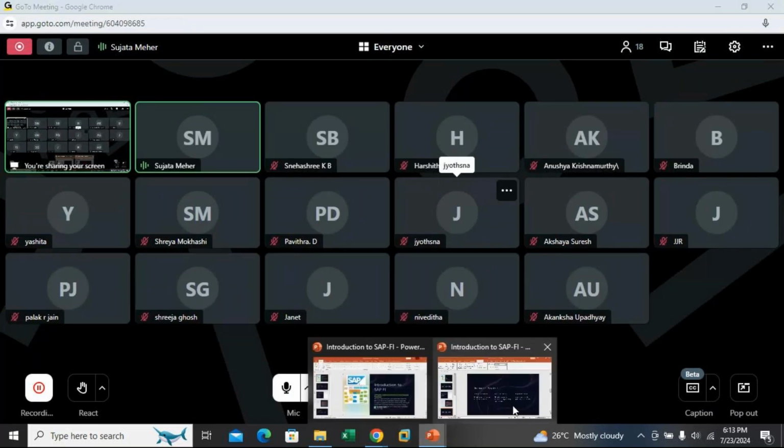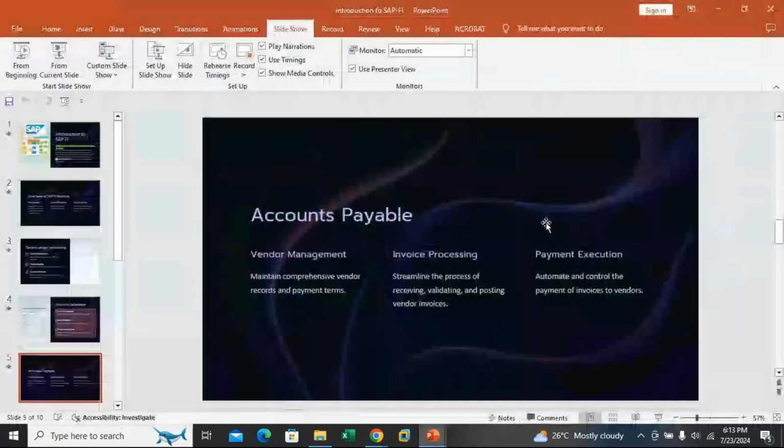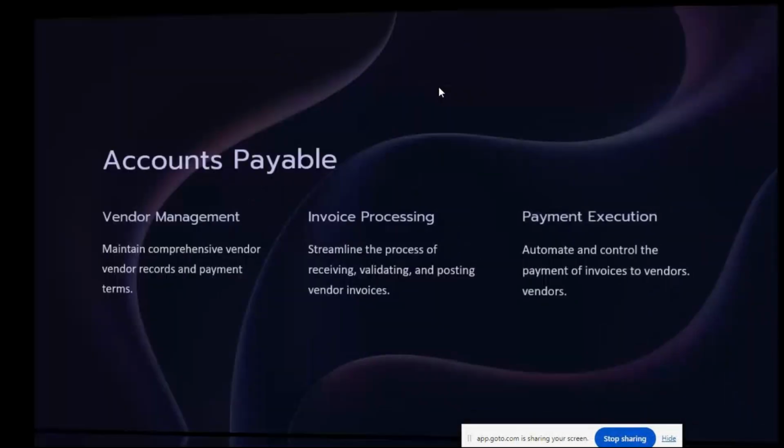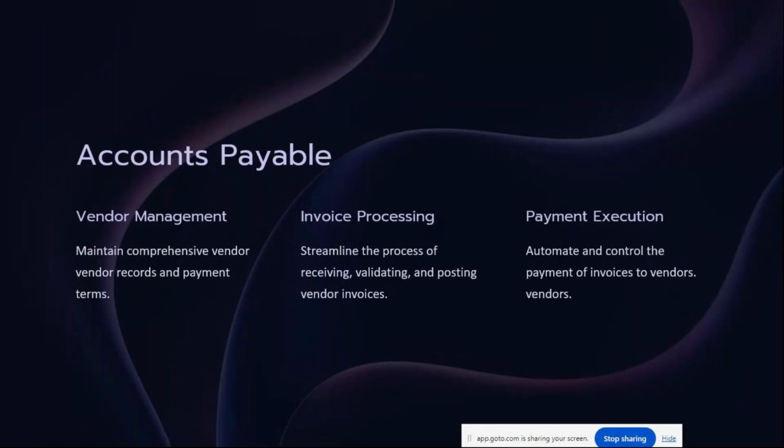Next, you see this one. Okay. Accounts payable. Accounts payable is what? Vendor management. In this case, what is that? Maintain comprehensive vendor records and payment. In this, vendors means your supplier. As I told you, in other words, we can say sundry creditor. We can say vendors, we can say sundry creditor, we can say supplier of goods and services.